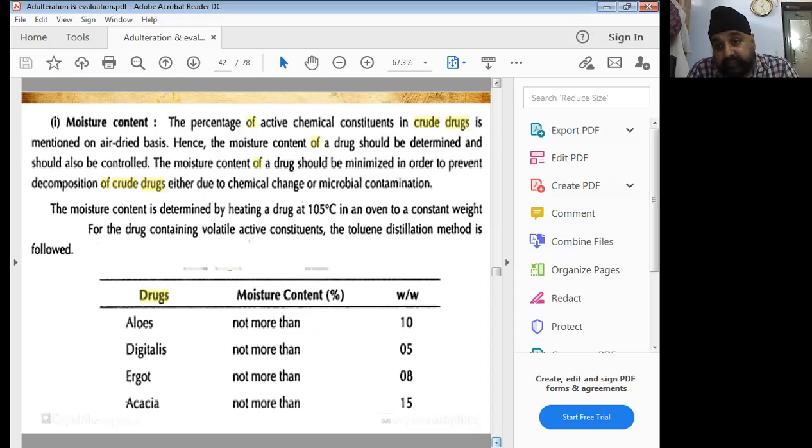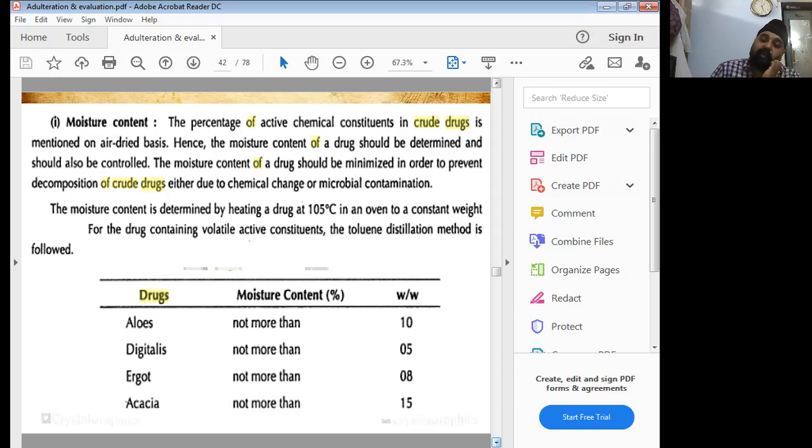First is the moisture content. Firstly, we try to determine how much moisture content is present in a particular drug. For this, there is an appropriate value. It should not be more than that value. How we determine moisture is by heating the drug at 105 degrees centigrade in the oven, so that water will evaporate to obtain a constant weight. After determining constant weight, we determine the percentage moisture content.